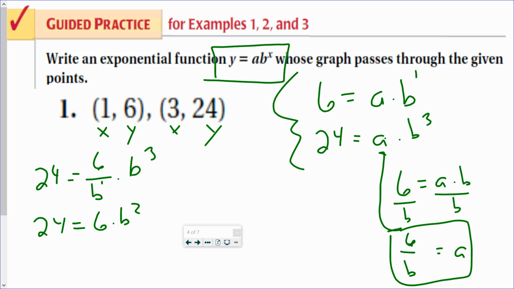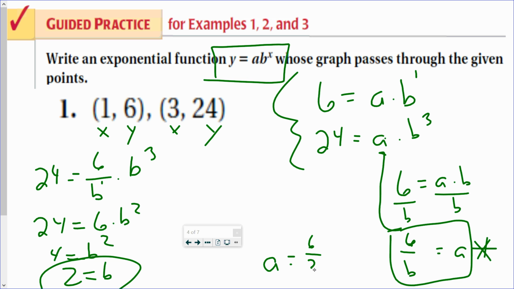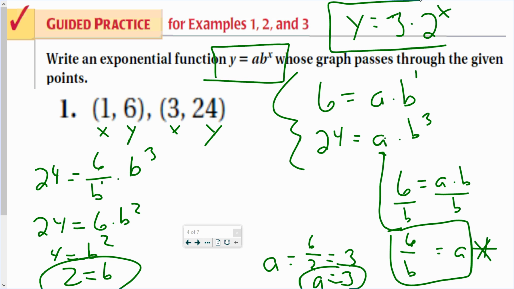Let's finish this off. Divide both sides by 6 and square root both sides to get that b equals 2. Back to your bubble over here. a equals 6 divided by b. So a equals 6 divided by 2. That helps me discover that a is 3. So back to the original formula at the top, our final answer would be y equals a times b to the x.